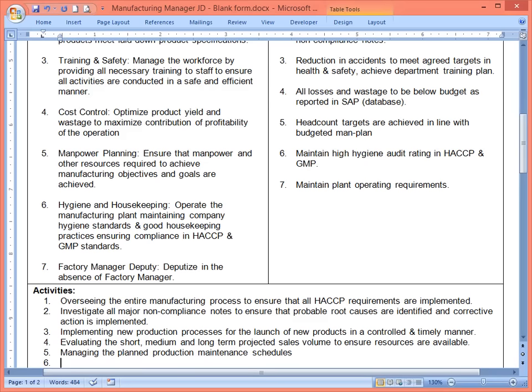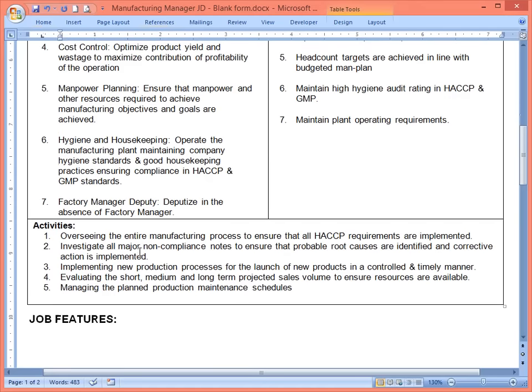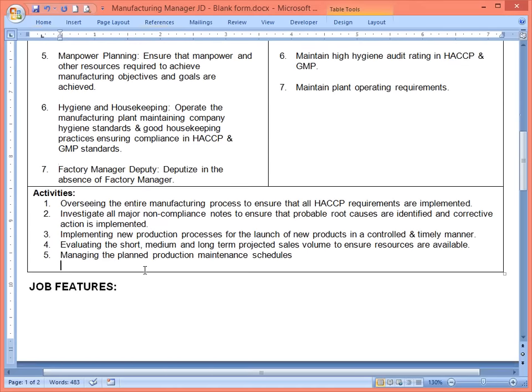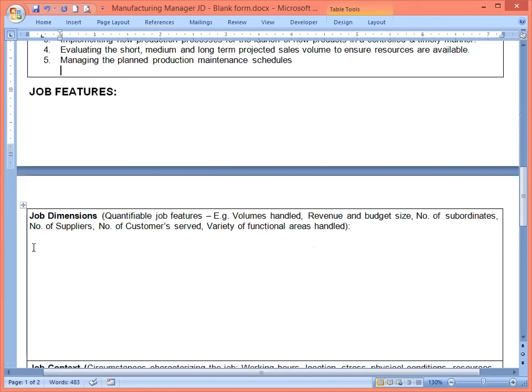We can say, what else do we want to include? I think five is more than enough. Okay, well, that would be enough now. We'll think about other activities later. Okay, we'll just put five activities, just like what we did with the general manager description.